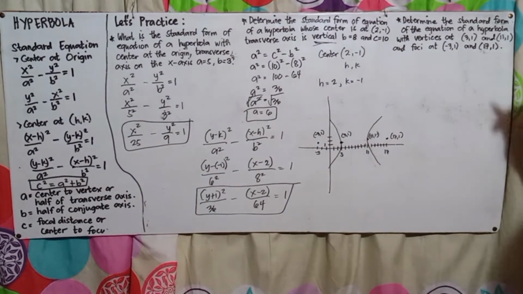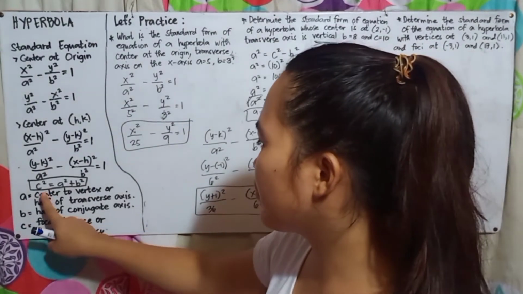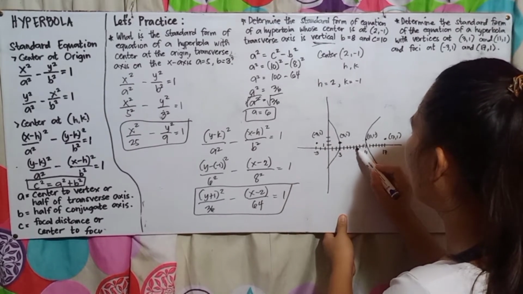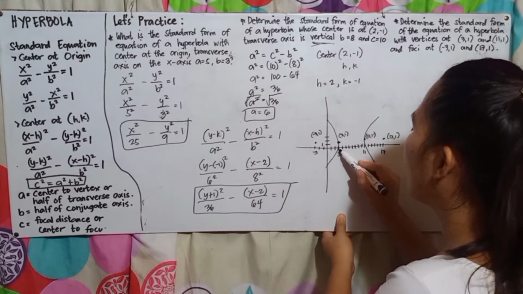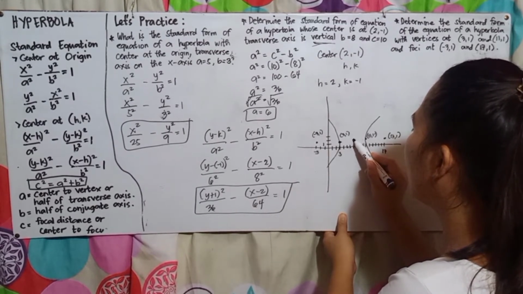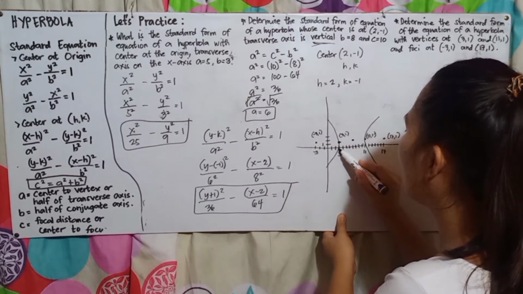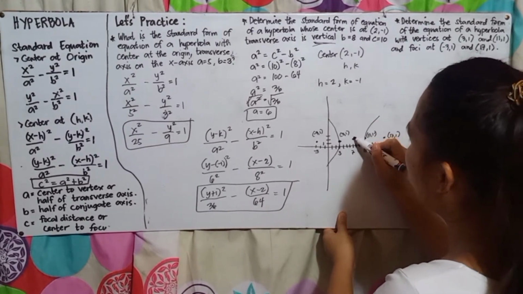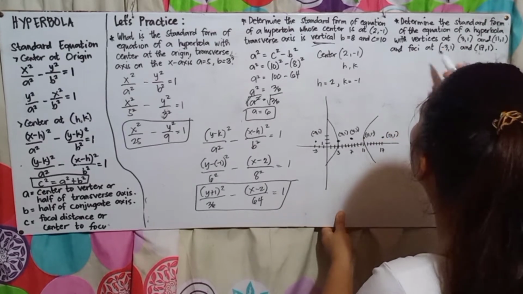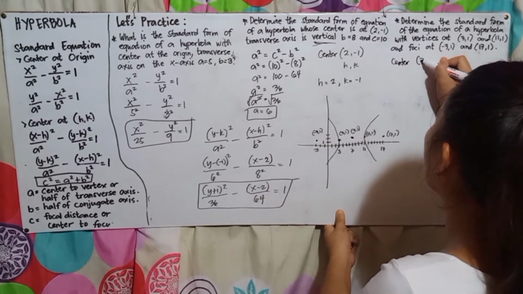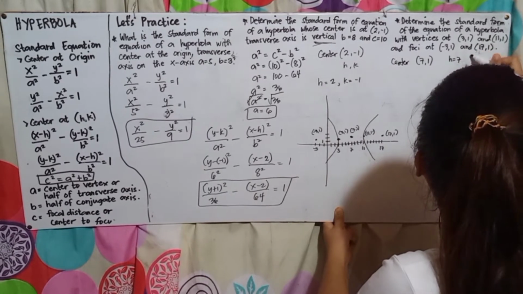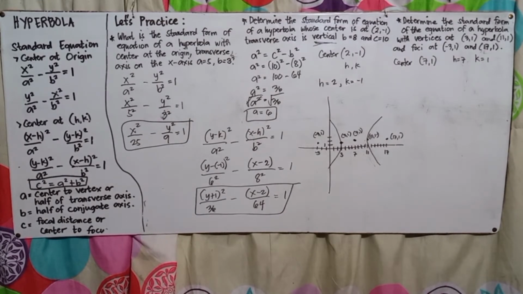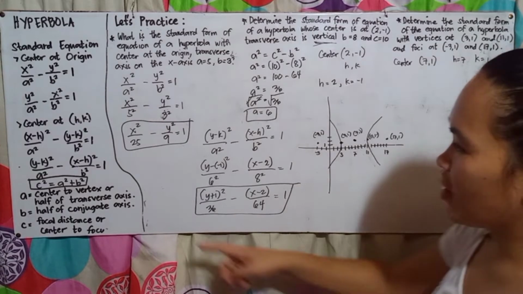Since our a is from the center to the vertex, where is the center? Counting 1, 2, 3, 4, 5, 6, 7, 8, the center is at (7, 1). Yes, correct, (7, 1).